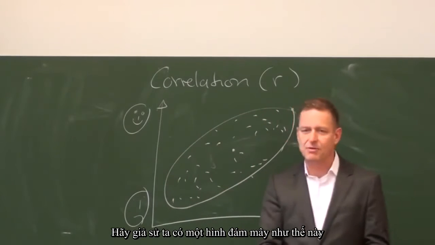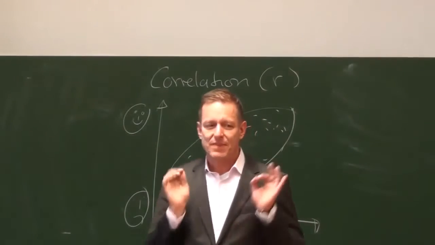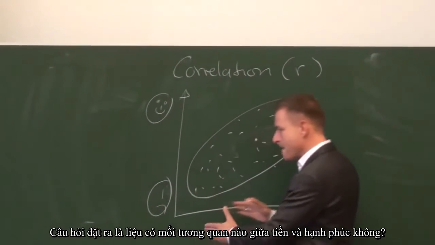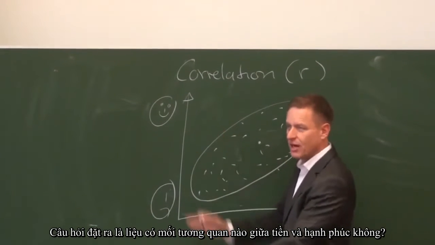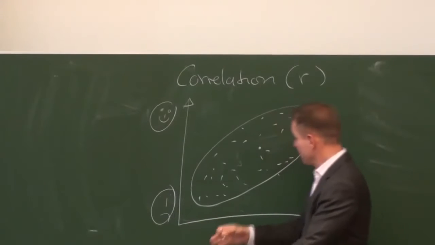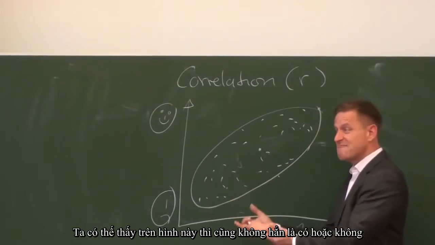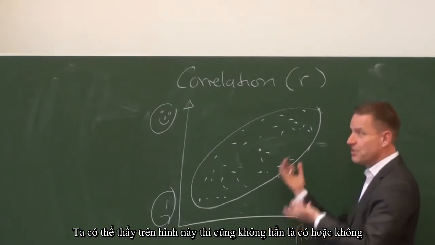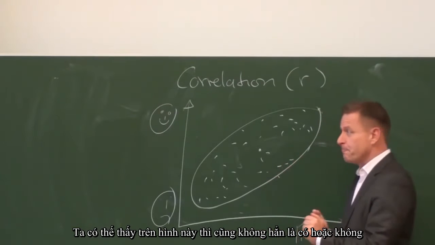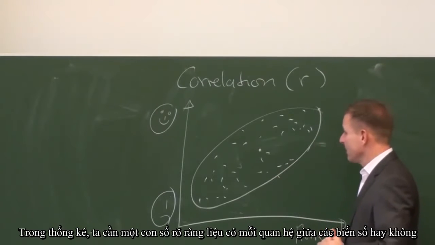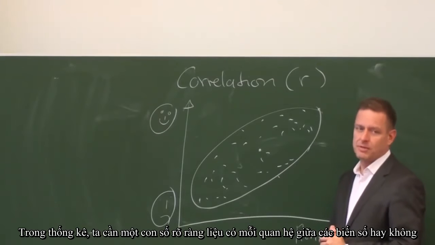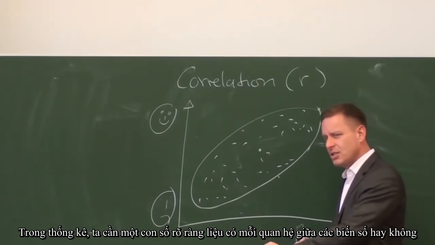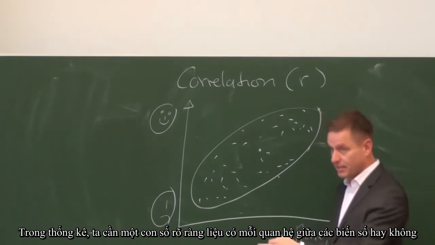So the shape of the cloud is like this. The question now is, is there a relation between money and happiness or not? As we can see from this result, it's a yes and no. It's not a clear yes, but it's also not a no. In statistics, we want to have a really clear number telling us, is there a relationship between two variables or not?